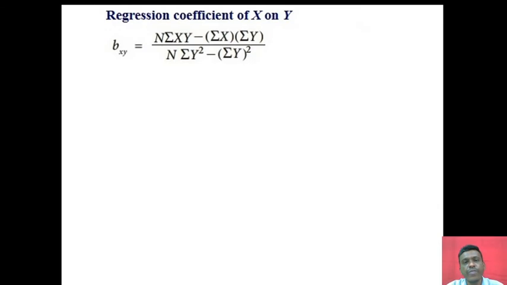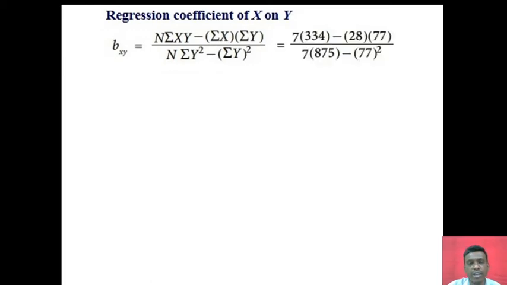So the regression coefficient of x on y is given by the formula bxy. See here, bxy is equal to n into summation xy minus summation x into summation y, divided by n into summation y square minus summation y the whole square. So this is the formula. Now just substitute. We know that n is equal to 7. Summation xy, summation x, summation y, everything we have found out from the table, we are just substituting it.